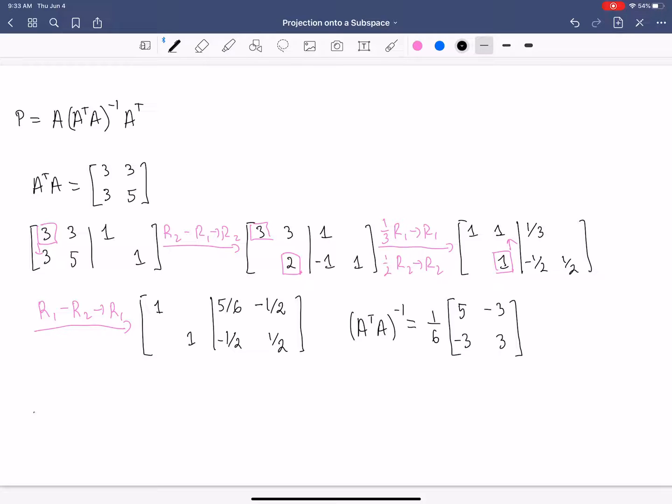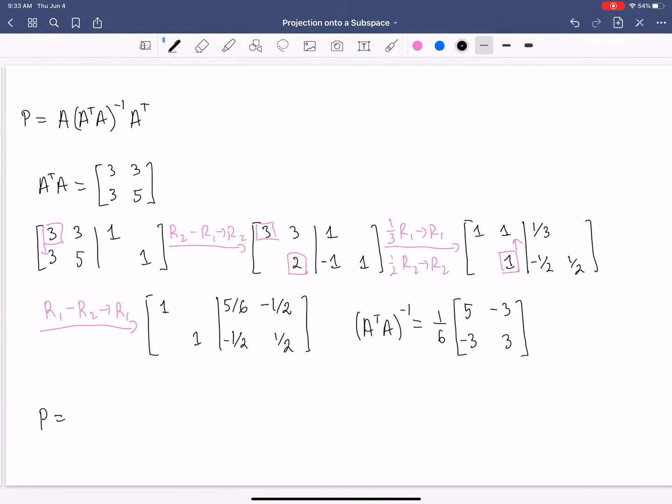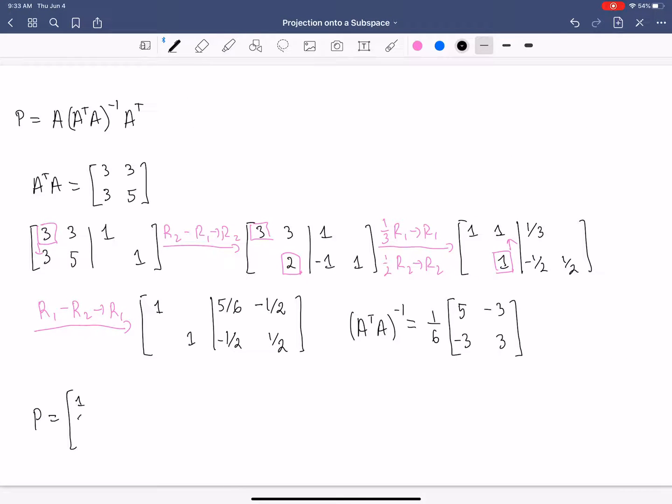And now to find P, I have to multiply all the matrices. So A was 1, 1, 1, 0, 1, 2, times a 1/6. I can take that 1/6 here on the left. Then I have 5, negative 3, negative 3, 3 times the transpose of A, which is 1, 1, 1, 0, 1, 2. You can carry out this multiplication however you like.